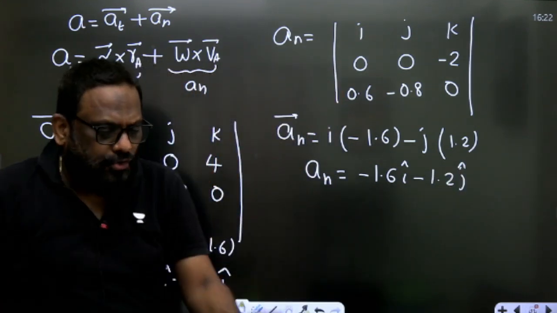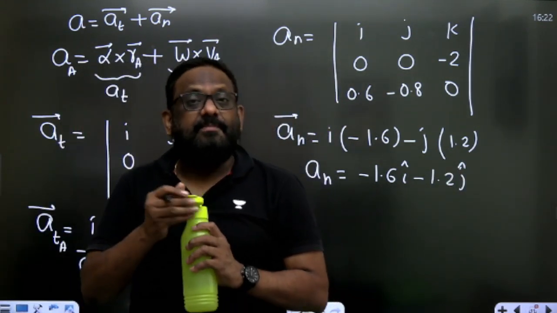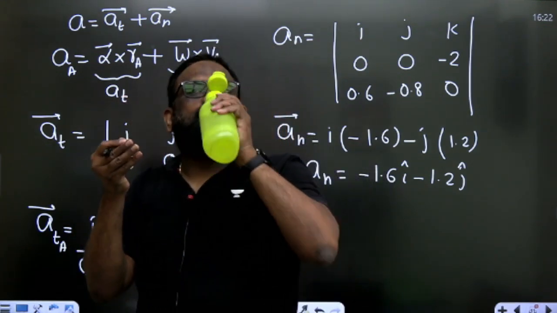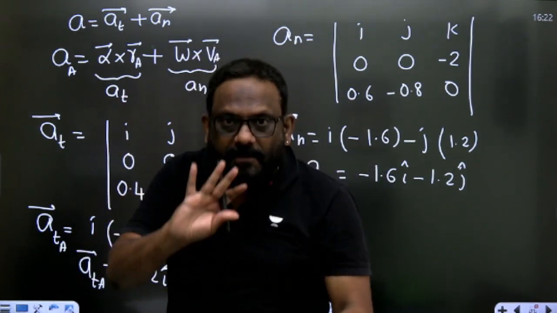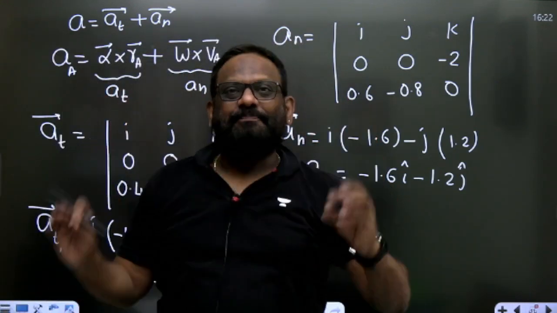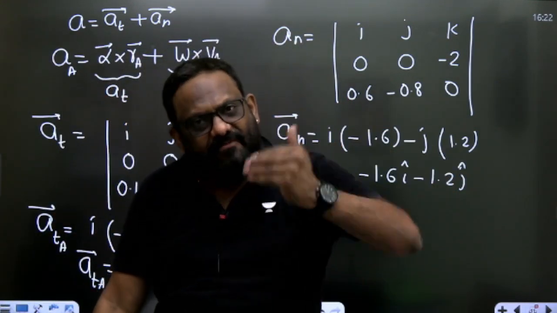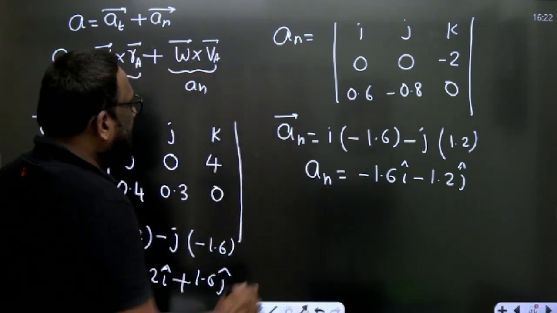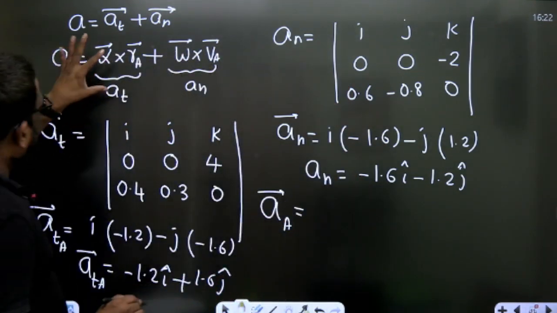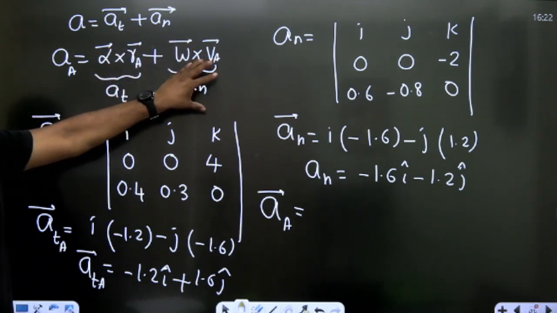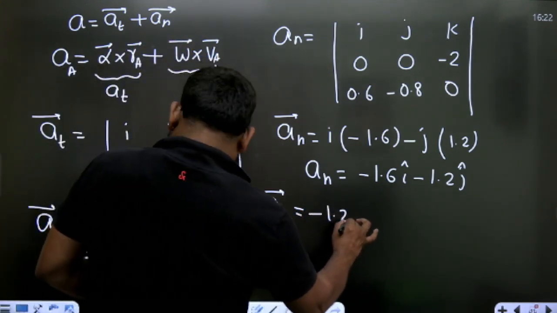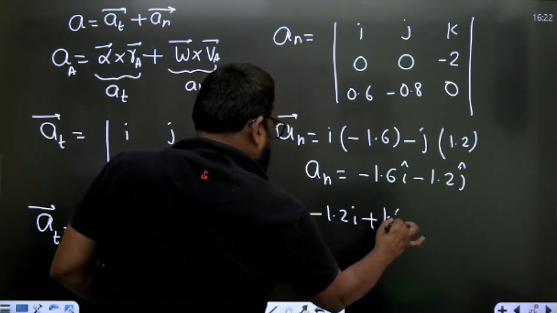Tomorrow in the examination he may ask separately for tangential and normal accelerations. Who knows? This is the method, sir. So we have calculated velocity at point A, tangential acceleration, and normal acceleration. So what will be the total acceleration at point A? It is the summation of tangential and normal. Very good. Tangential is minus 1.2 i plus 1.6 j.